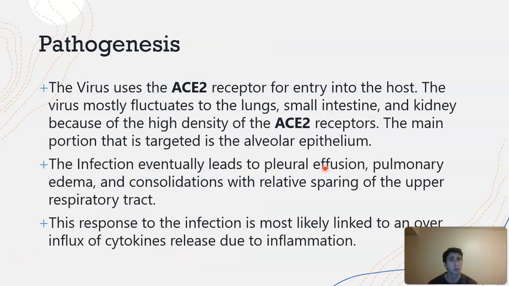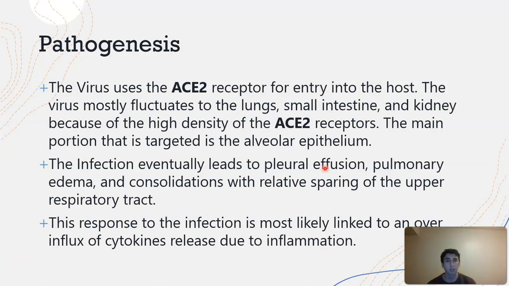I talked earlier about the ACE2 receptor. This specific ACE2 receptor is important because it's how the glycoproteins on the virus enter into your host cells. The glycoproteins bind to that ACE2 because it's a binding protein receptor, and then the virus enters into your host cell. The virus mostly localizes to the lungs, small intestine, and kidney. This is thought to be because of the high density of ACE2 receptors in those organs, but it's not known for sure whether that's the case.